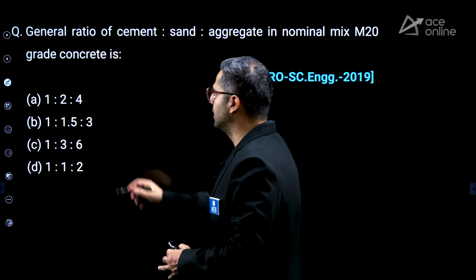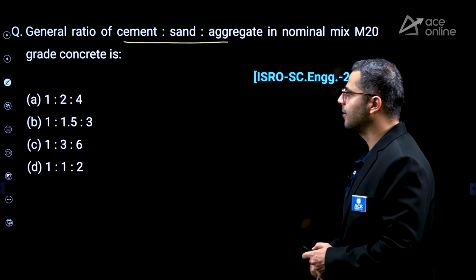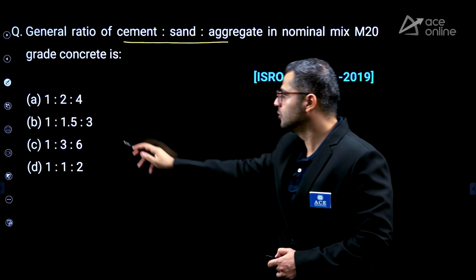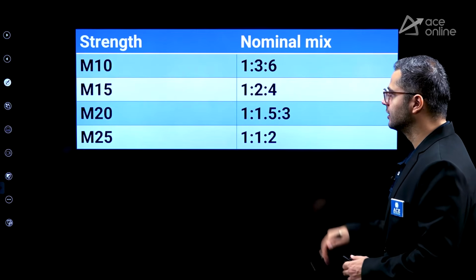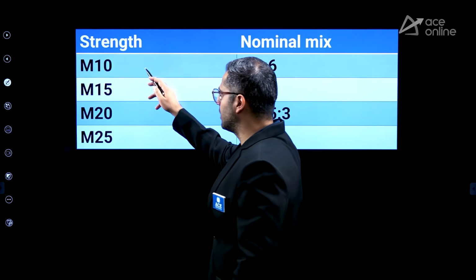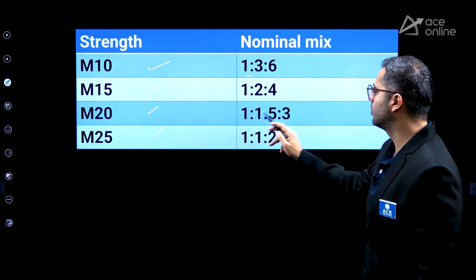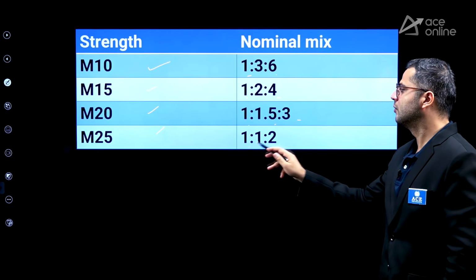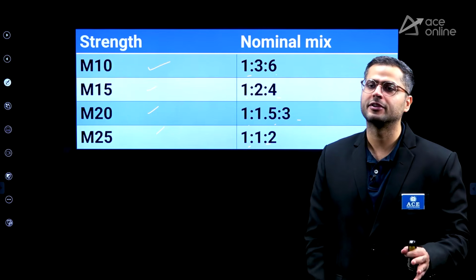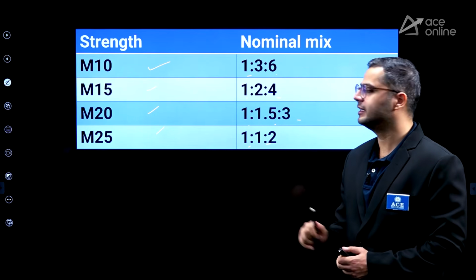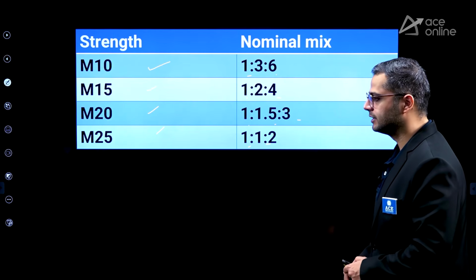Next one is the general ratio of cement, sand, aggregate in nominal mix M20. So it is 1:1.5:3 for M20 concrete mix. I have made a table over here, you can just refer to it. M10, M15, M20, M25: 1:3:6, 1:2:4, 1:1.5:3, 1:1:2. These can be used directly in your examinations. You can just memorize this as well. These are the nominal mixes. Beyond that, you need to go for design mix as per IS 456-2000.